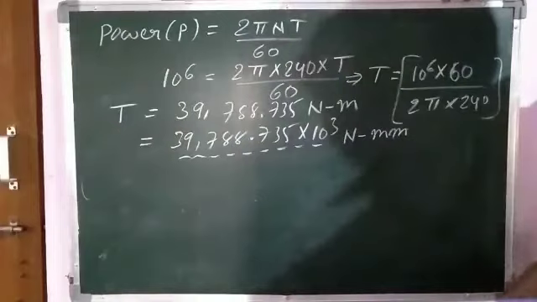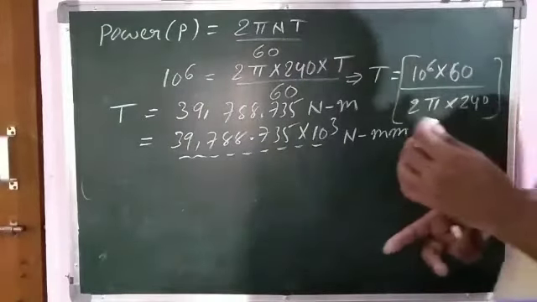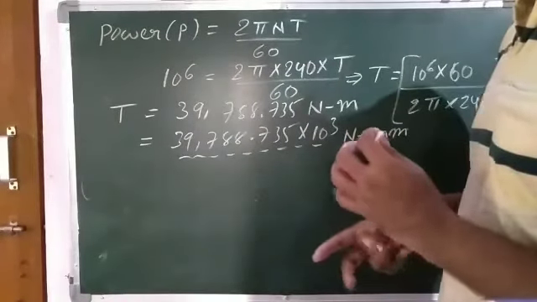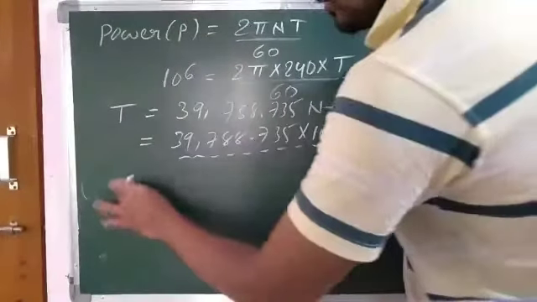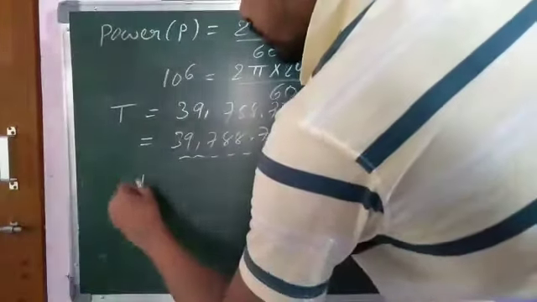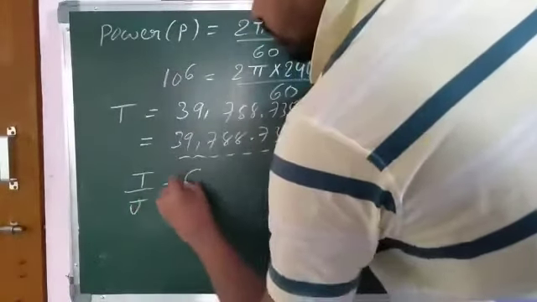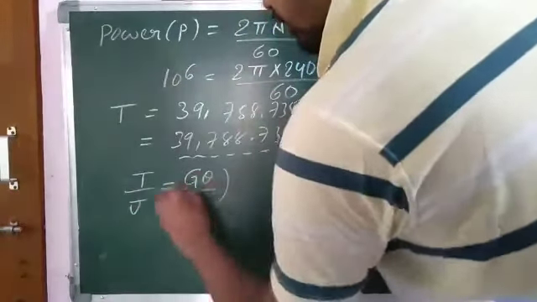Now our primary objective here is to calculate the diameter of the shaft. What is the diameter of the shaft? To get the diameter of the shaft, use the torsion equation: T by J is equal to G theta by L.